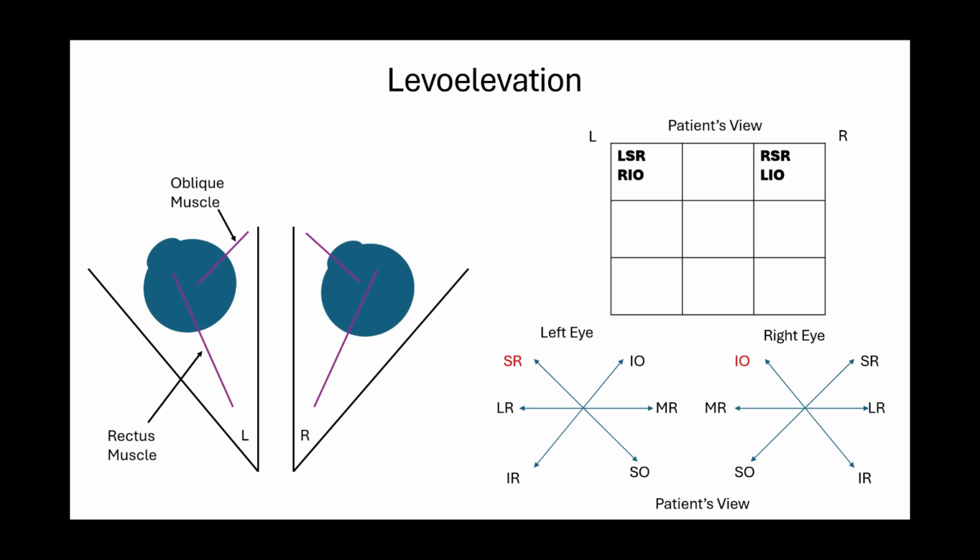Now let's see what happens in levo elevation. The same thing. In levo elevation, here the left eye is abducted and the right eye is adducted and elevated. So the reverse. In the left eye, the rectus becomes the prime elevator, and in the right eye, the oblique becomes the prime elevator. So the two muscles that are acting here are the left superior rectus and the right inferior oblique.